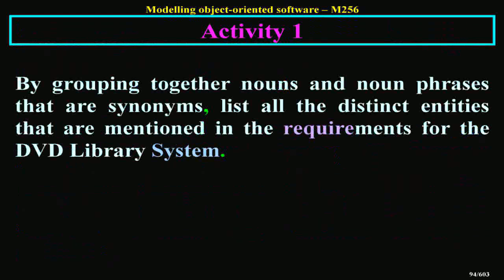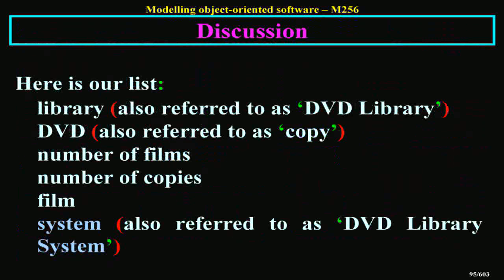Activity 1. By grouping together nouns and noun phrases that are synonyms, list all the distinct entities that are mentioned in the requirements for the DVD library system. Discussion. Here is our list.